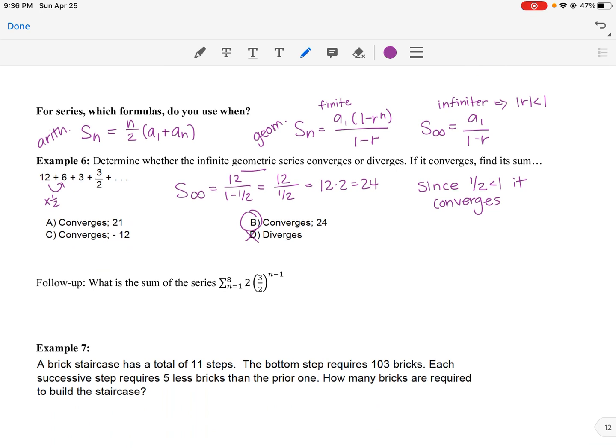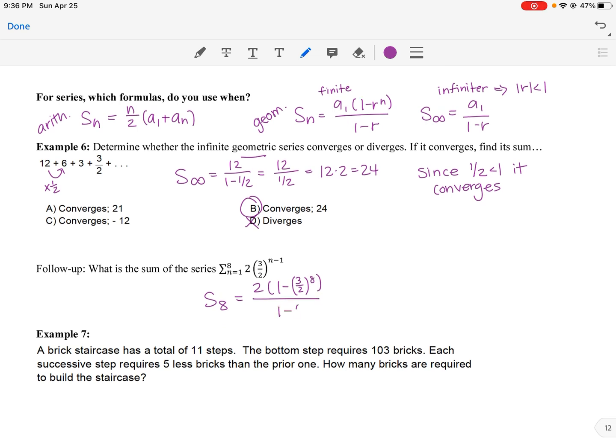Okay, what's the sum of this series? This one, once again, is a geometric series, right? We're multiplying, but it is finite, so we're going to use S sub 8. Our first term, if I plug 1 in there, I get 2 times 3/2 to the 1 minus 1, which is to the 0. So I just get 2 times 1 minus 3/2 to the 8th, all over 1 minus 3/2. You can type that all in your calculator if you're careful.